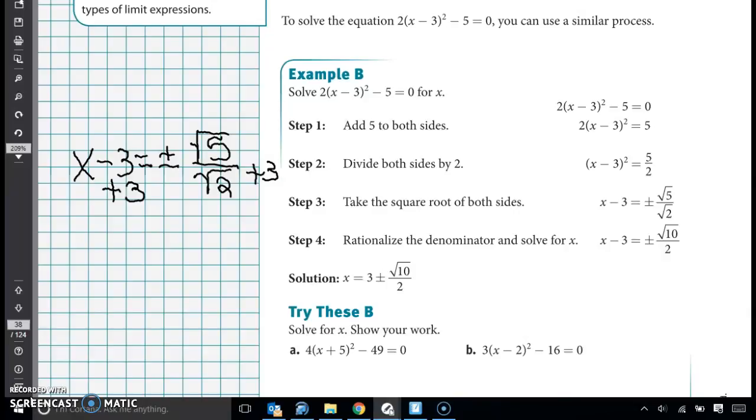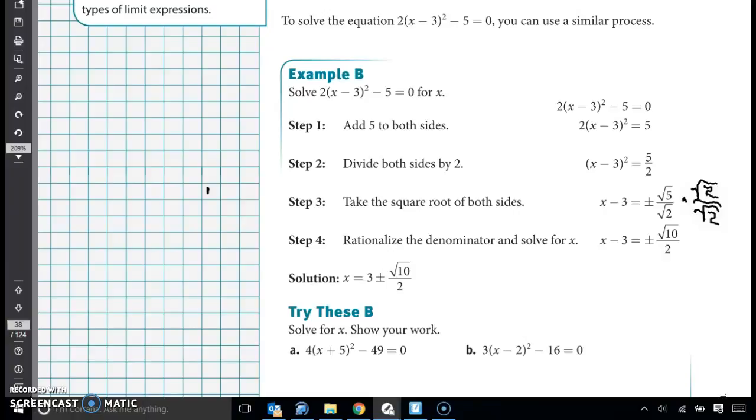Actually, let me back up. I see what they did. They rationalized the denominator from here to here. Okay, I got you. And so they have square root of... Yep, so now we're going to move the 3. We're moving this 3 over, so you add it to both sides. And then you have 3 plus or minus square root of 10 over 2.